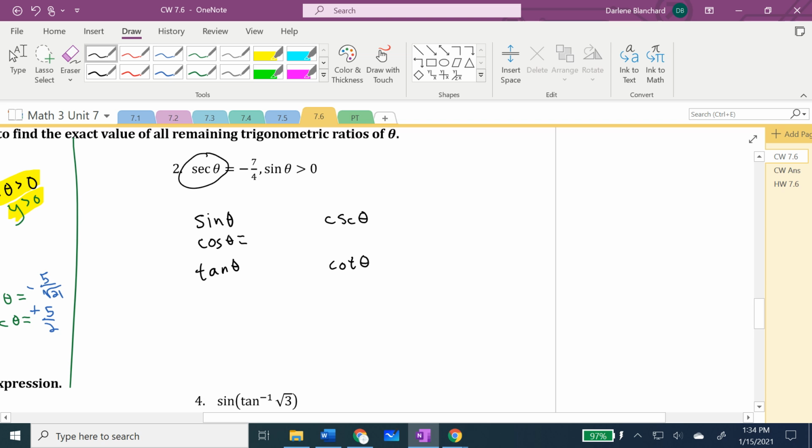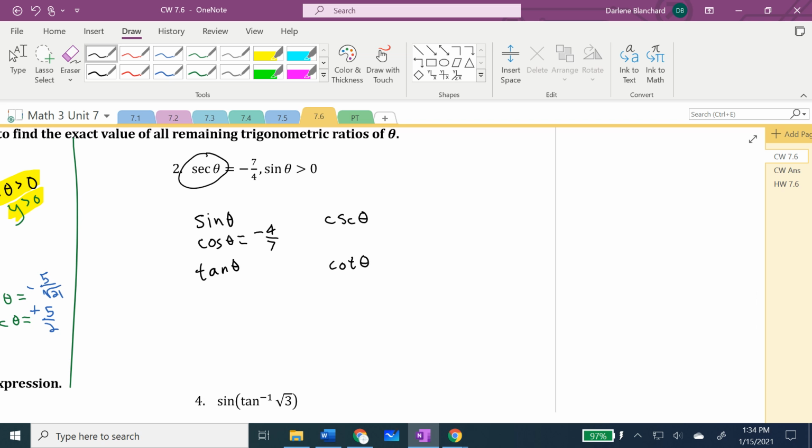All you have to do is go, hey, secant, I know what you are. Reciprocal, and I have cosine. So reciprocating keeps the sign that it is, and then I flip the fraction. I already know one. I only have 4 more to go.